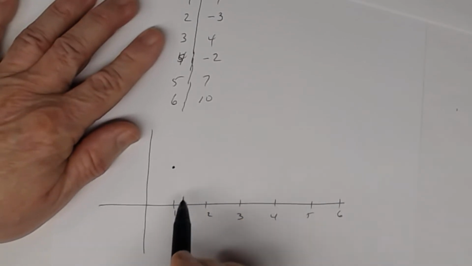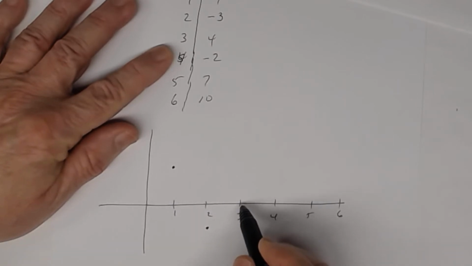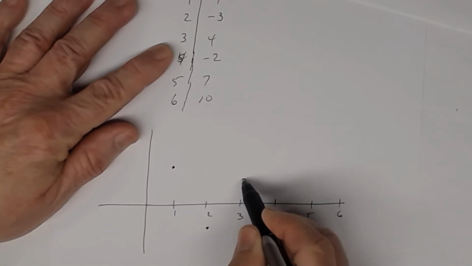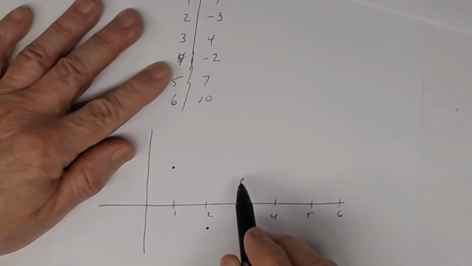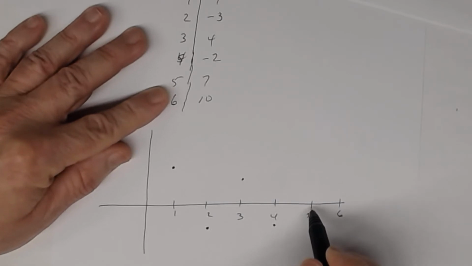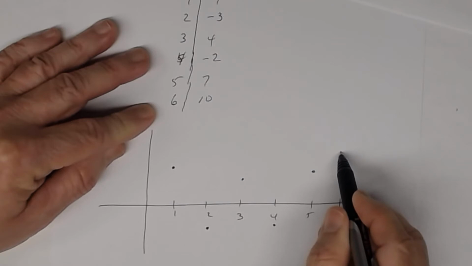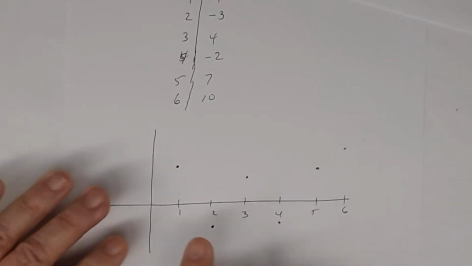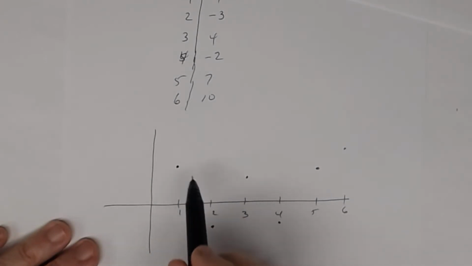Okay? When x is 2, my y value is negative. When x is 3, my y value is positive 4, right? So somewhere around here, let's say. It doesn't have to be accurate. When x is 4, I get a y value of negative 2. When x is 5, I get a y value of 7. When x is 6, I get a y value of 10.